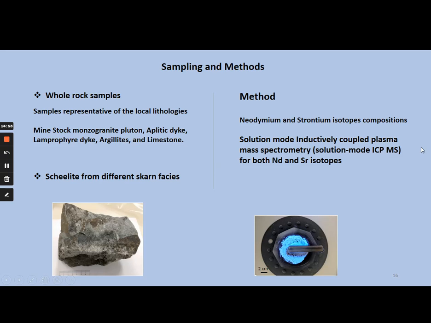All the samples were analyzed through one method only for both strontium and neodymium isotopes, which is solution mode inductively coupled plasma mass spectrometry. In this method, samples are crushed, powdered, dissolved, then the different chemical elements of interest are separated and collected into a solution, which is brought to the mass spectrometer for analysis. The picture on the left here is just a picture of the sample, and on the right here we have powdered scheelite under a shortwave UV light, so scheelite fluoresces.